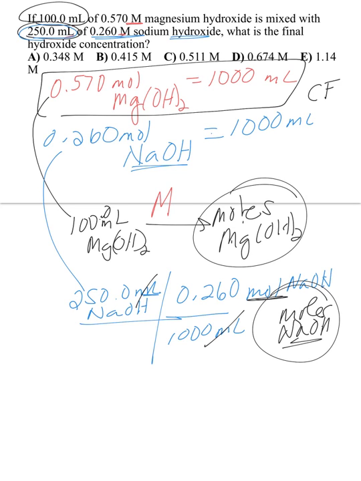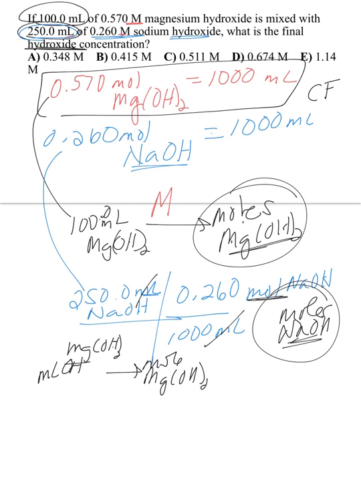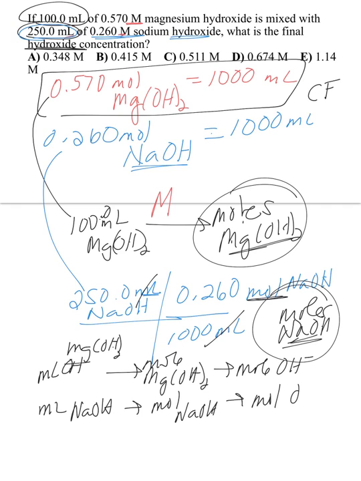So we have the number of moles of magnesium hydroxide and the number of moles of sodium hydroxide. What is the final hydroxide concentration? So this is your plan. You've got to go from milliliters of magnesium hydroxide, do these individually, to moles of magnesium hydroxide, and then moles of OH. And then you do the same thing, milliliters of sodium hydroxide to moles of sodium hydroxide to moles of OH.